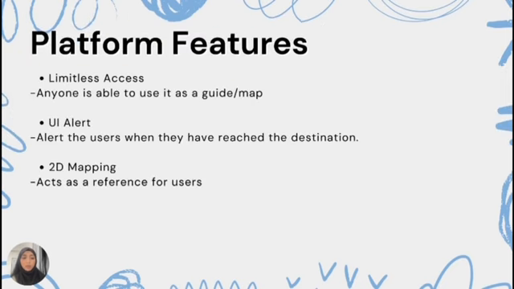Moving on to platform features, our platform has three key features. First is limitless access. It can be used by anyone as a guide or a map. Second is UI alerts. It notifies users when they reach their destination. And third is 2D mapping. This gives users a clear reference for navigating the building.